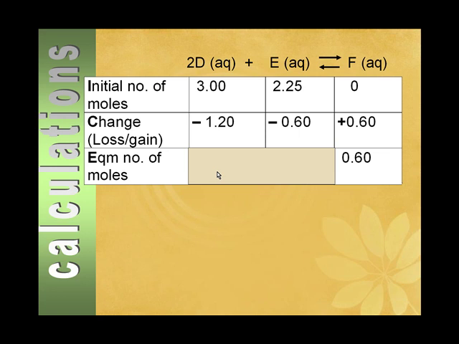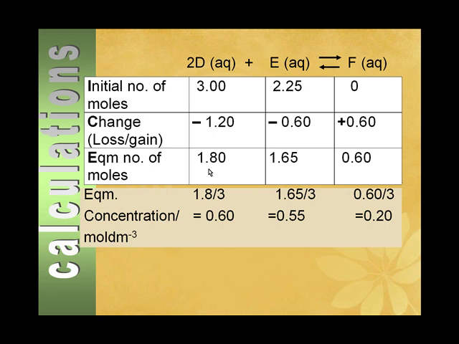Now if you look at the mole ratio, how do we get 0.60 moles of F? That would mean that 0.60 mole of E would have reacted, and minus 1.20 moles of D will have reacted, because the mole ratio of D to E to F is 2 to 1 to 1. So we can do a simple subtraction now. 3.00 minus 1.20 to give you 1.80, and 2.25 minus 0.60 to give you 1.65. This would give us the number of moles at equilibrium for the entire reaction.